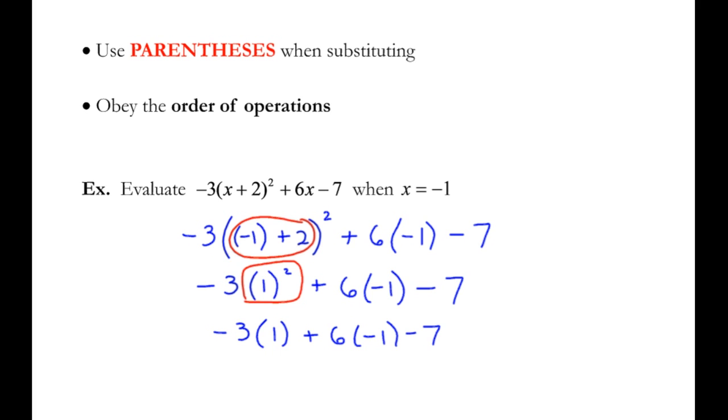And now we can perform the multiplication. So -3 times 1 is -3. 6 times -1 is -6. And now we can simplify from left to right. -3 minus 6 is -9. Minus 7 is -16.